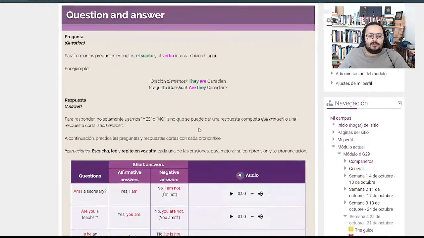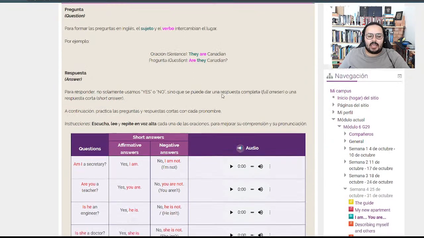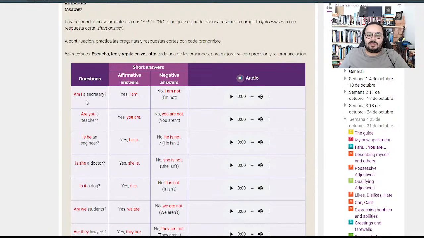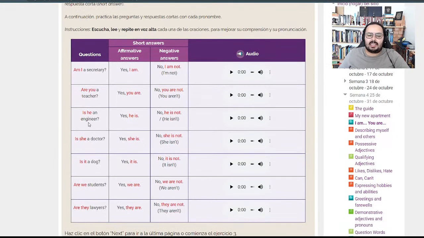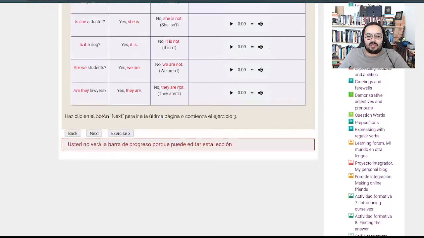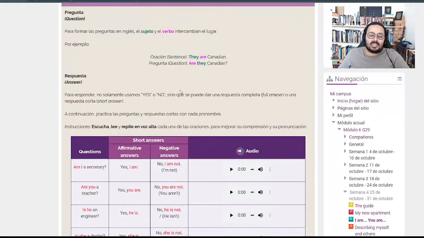Okay? So here we have an example. The sentence says they are, and the question says are they. So I am turns into am I, you are into are you, he is into is he, and so on. Okay? So what is important here is that we have to start with the verb to be and then the personal pronoun or the subject.